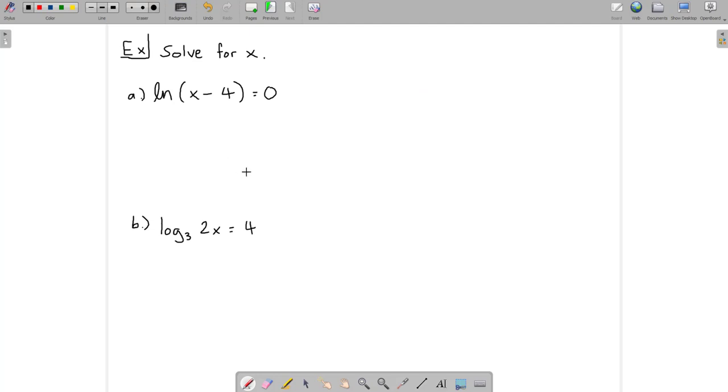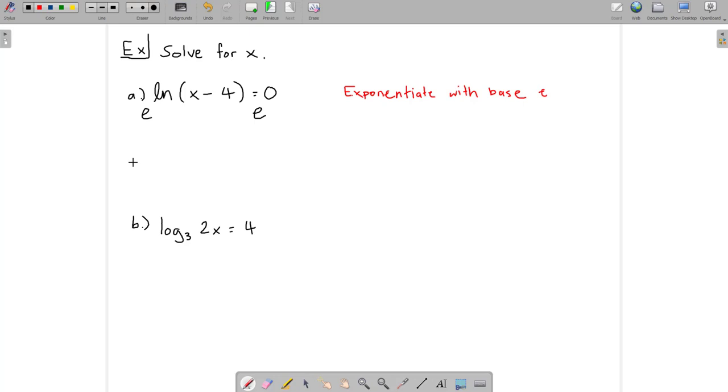Alright, let's now do some examples on solving logarithmic expressions. Natural log of x minus 4 equals 0. So in order to get rid of this natural log, we're going to want to exponentiate on both sides. So I'll call it exponentiate with base e, because natural log is log base e, so we're going to want to take e to the power on both sides.